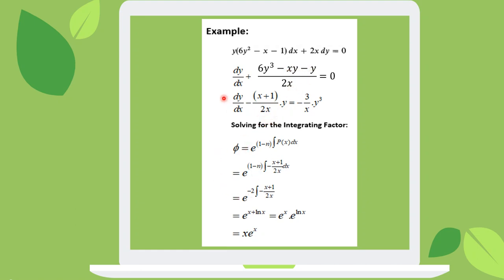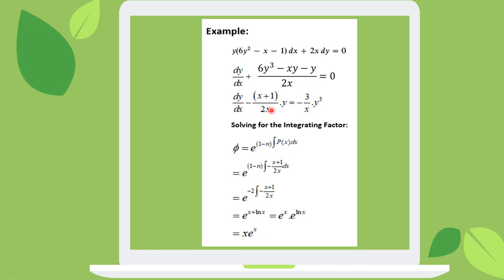So if you look very closely, class, this is your derivative, this is your p of x, and this is your q of x, and this is your y raised to n. So it's now a Bernoulli's equation. So before it doesn't look Bernoulli, but now it's already Bernoulli. So we determine the integrating factor. The integrating factor is e raised to 1 minus n times the integral of p of x dx.